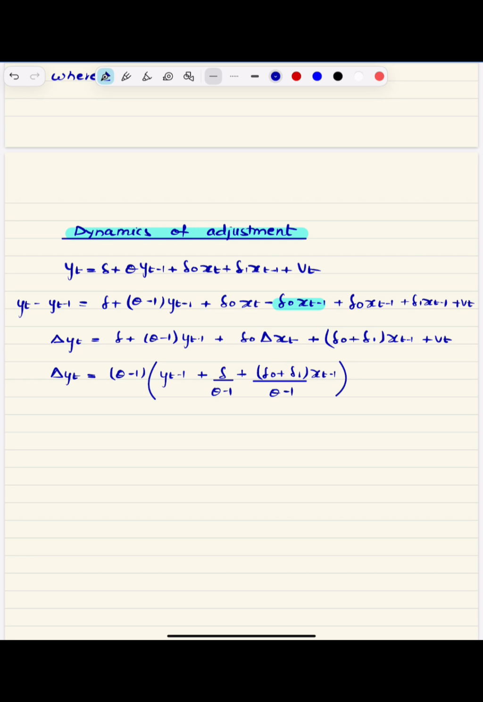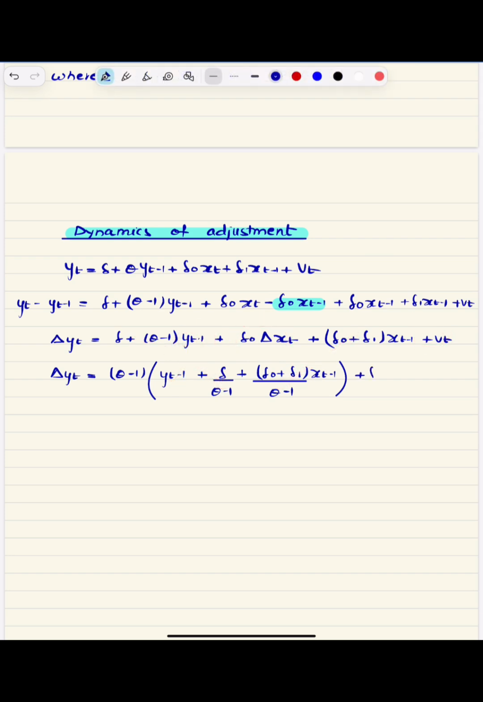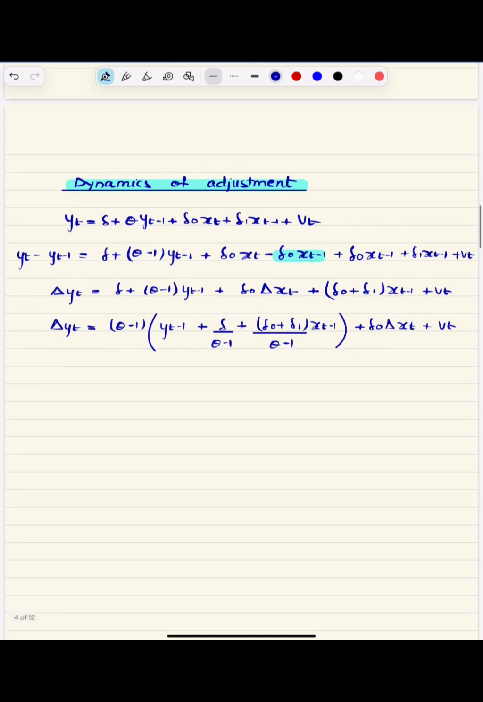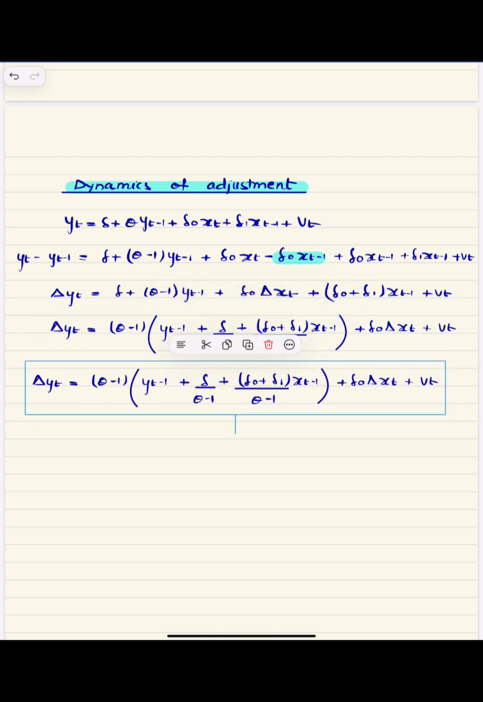Okay, and so basically this came here, this came here, this came here. Okay, this is left, this is left. Okay, plus delta naught change in xt plus vt. And what we can do is we can write all of this like this.